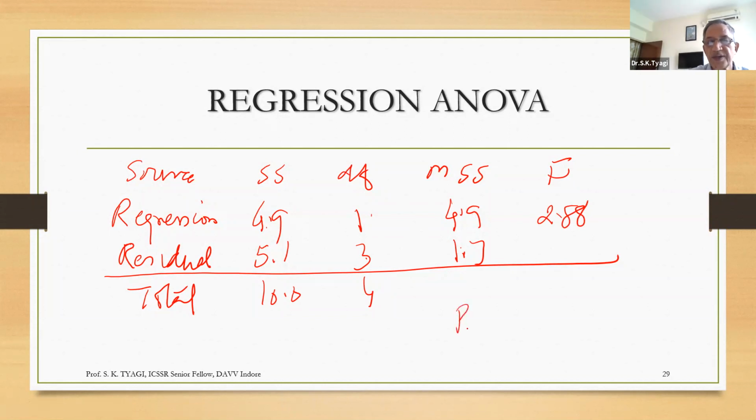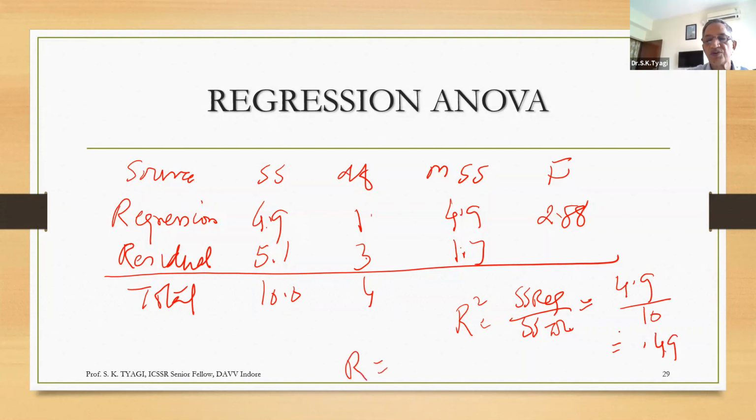Now, what is R square? R square is SS regression divided by SS total. What is SS regression? 4.9. What is SS total? 10. So it is 0.49. And what is R? R is the square root of this, 0.7. And R in this case is B. Why? Because sigma y and sigma x are the same. B is R sigma y upon sigma x.